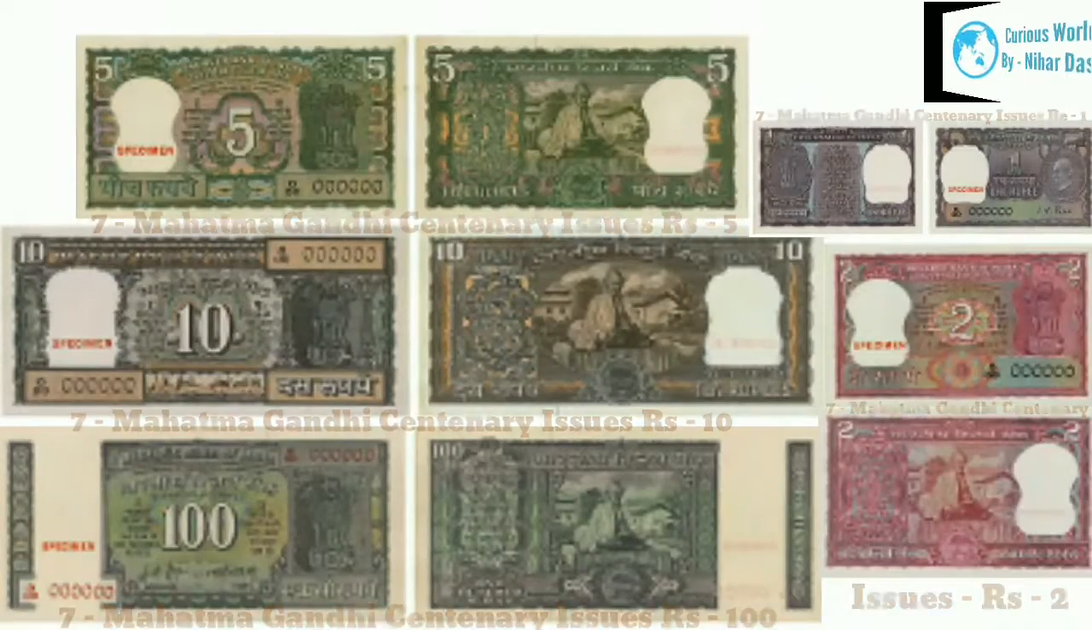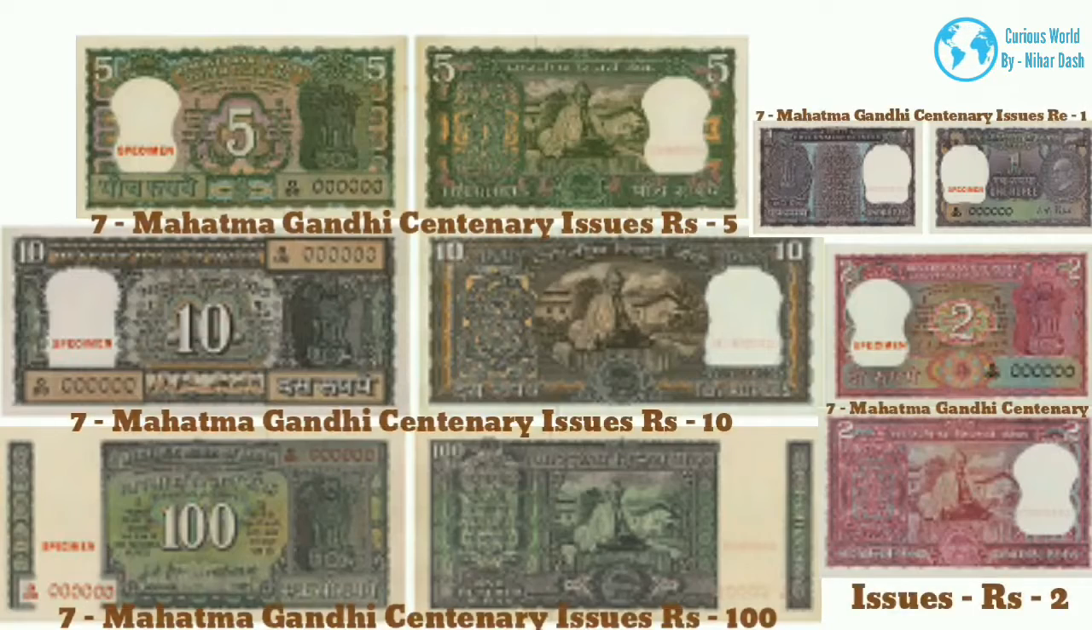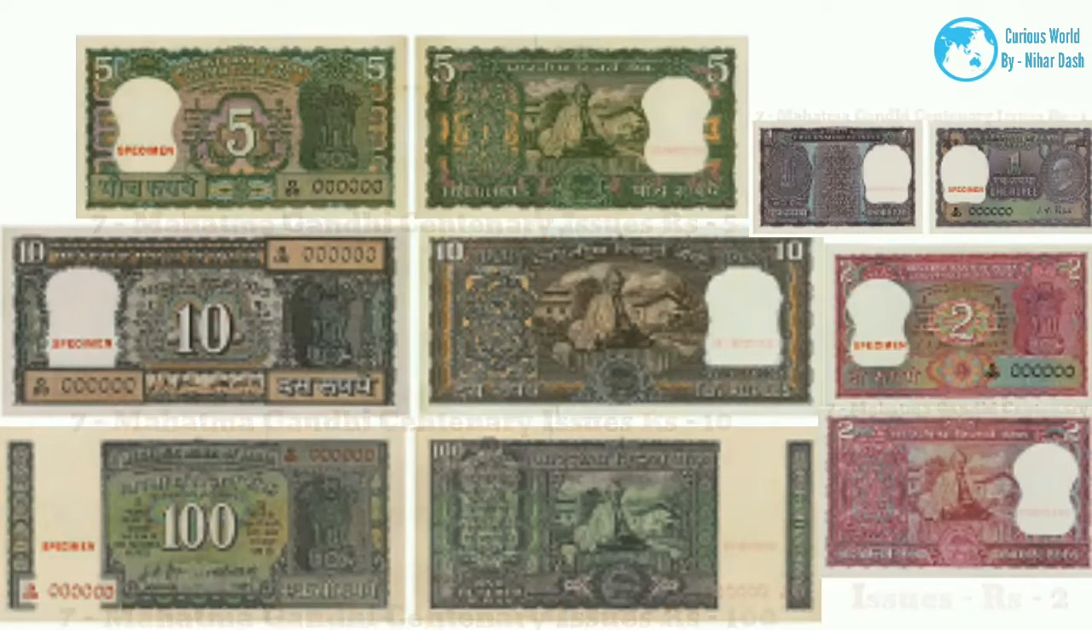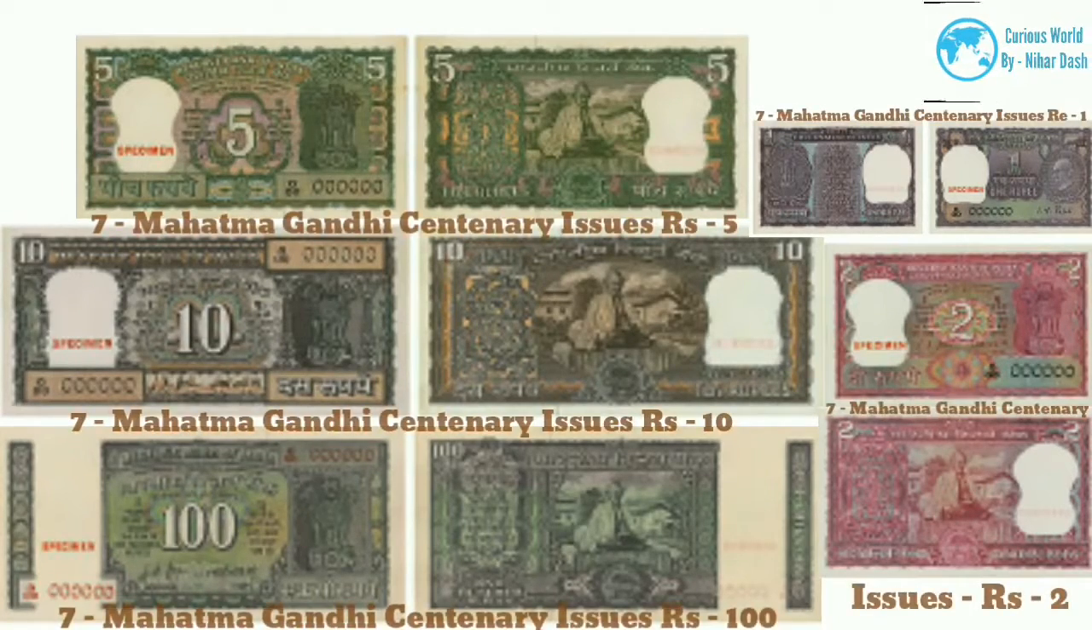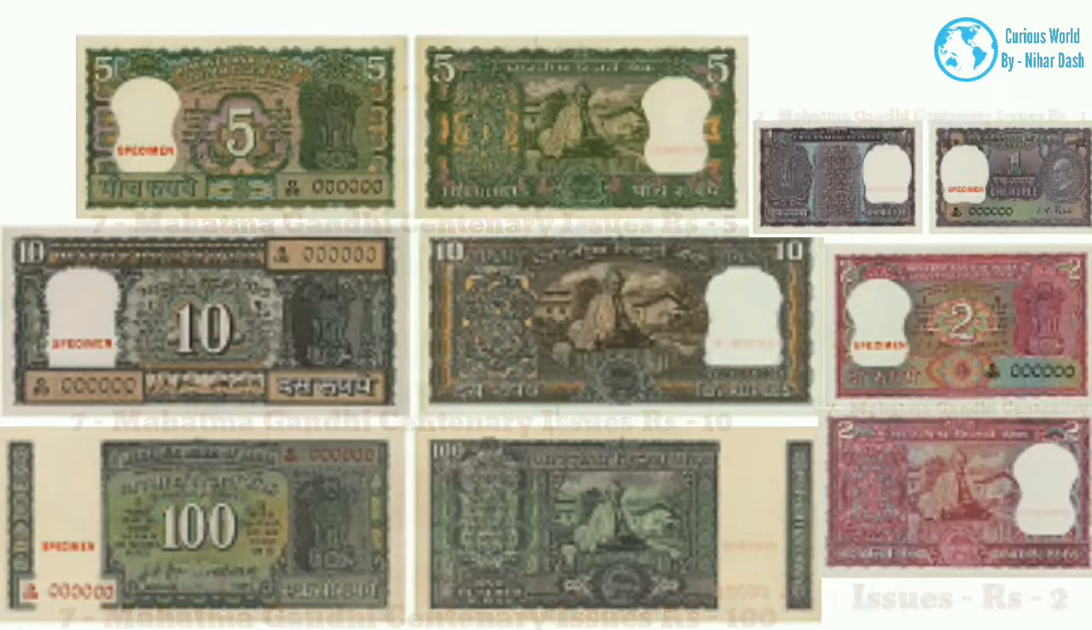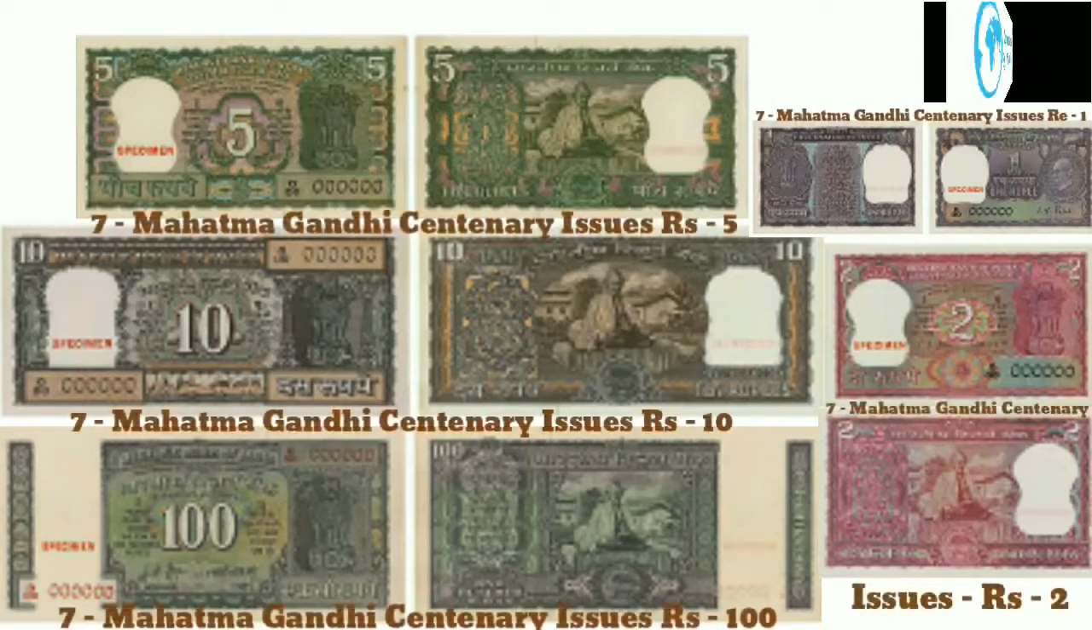The lean period of the early 60s led to considerations of economy and the sizes of notes were reduced in 1967. In 1969, a commemorative design series in honor of the birth centenary celebrations of Mahatma Gandhi was issued, depicting a seated Gandhi with the Sevagram ashram as the backdrop.